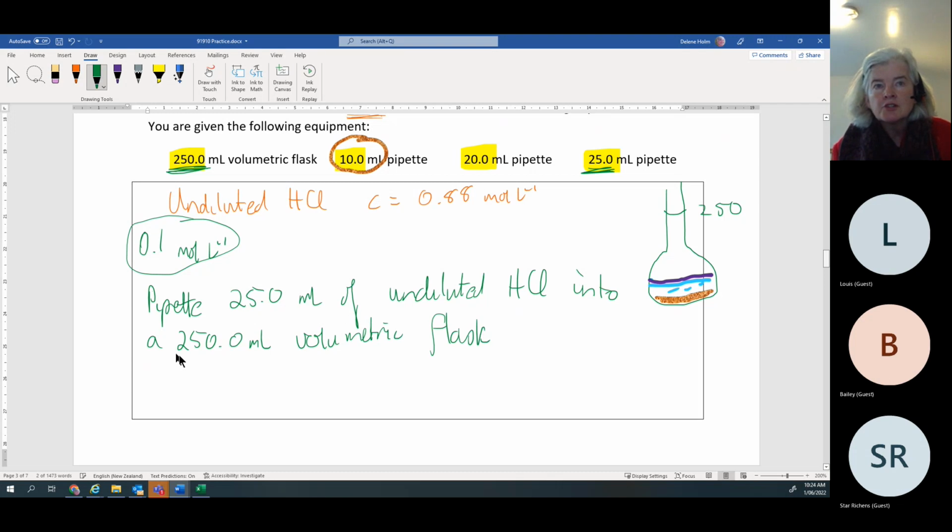Okay, now notice I have kept these zeros. The significant figures are important. So keep those zeros there. They are there for a reason. Okay, so you'd carry on.